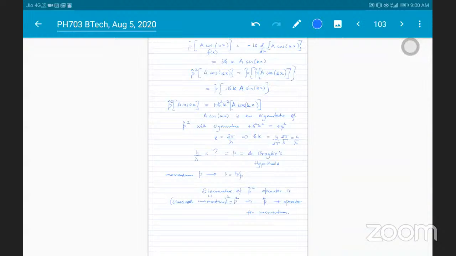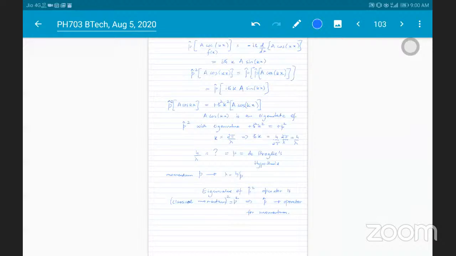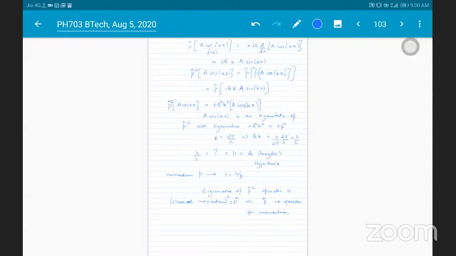Sir, in that energy, like phi of t, you told us about stationary states. Isn't that true only if the Hamiltonian is a constant, like it is time independent or position independent? Yeah, you're right. So I'm assuming that the Hamiltonian is time independent. And sir, it should be position independent also, right? Like if my potential changes with position, then even eigenvalues change with time.